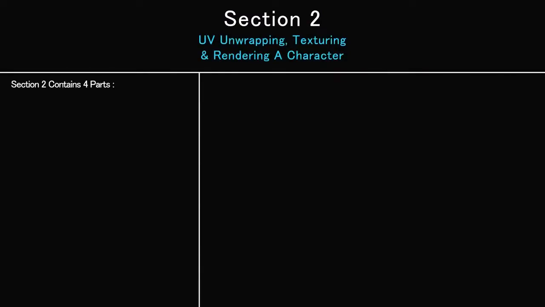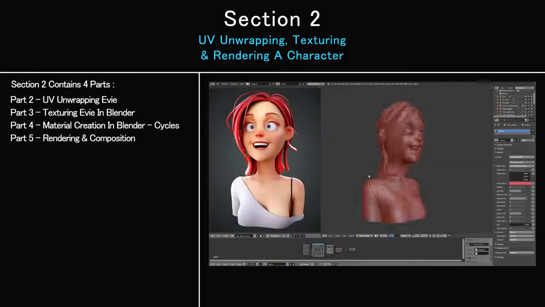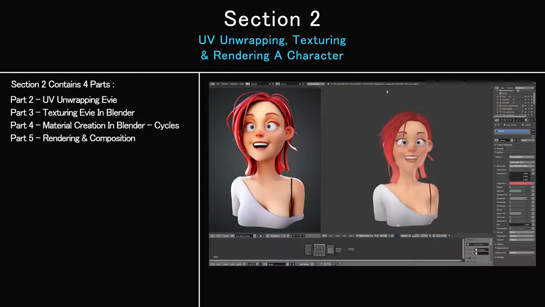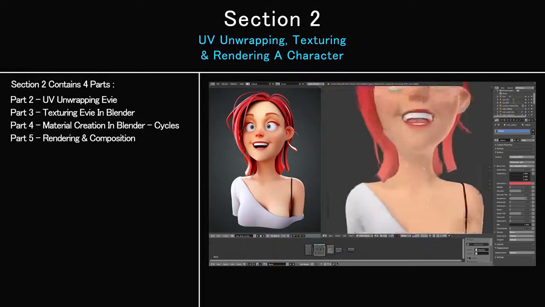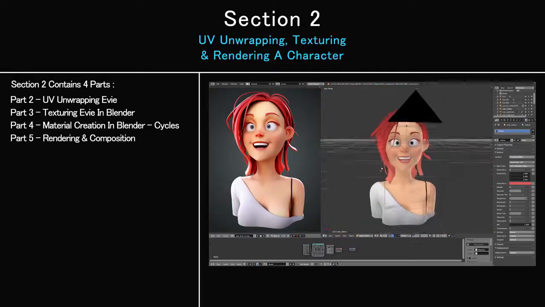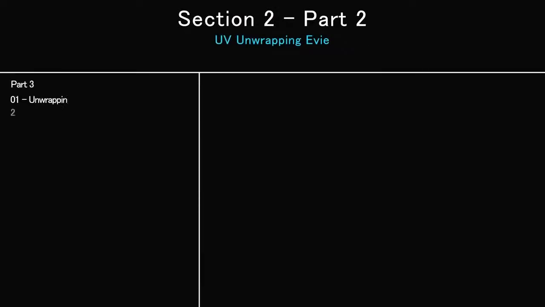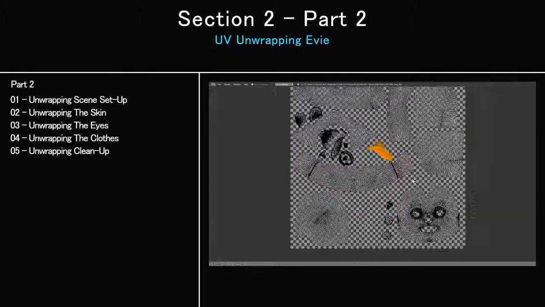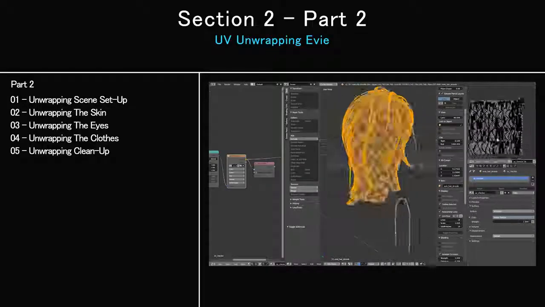The second section will be on texturing and rendering the character Evie from start to finish. This is split into parts 2, 3, 4, and 5. This whole section will come with the appropriate scene files that you can use to follow the tutorials, including the blend files of Evie and 2 custom skin alpha textures that I made, which will be super useful for all of your characters. Part 2 is a 5-part video showing you my workflow on UV unwrapping a character without the hassle of retopology, which will help speed up your process by quite a lot.